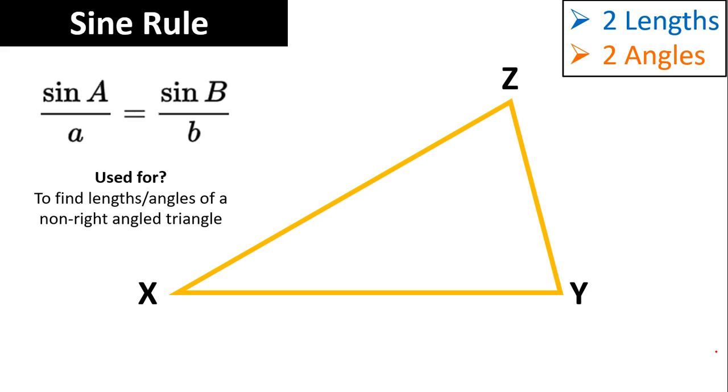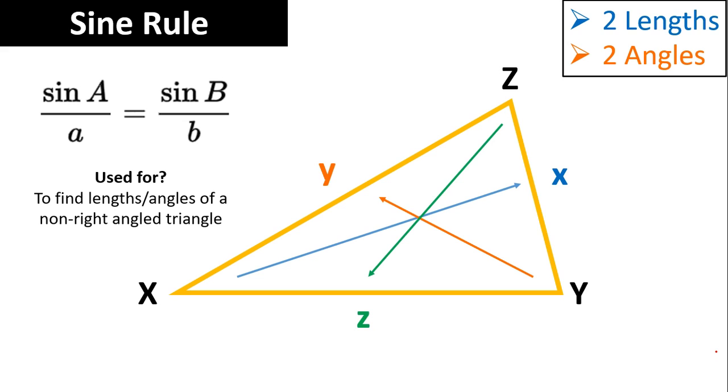Any angle that you pick up, for example, if I'm taking my capital X as my capital A, then the length that is right opposite to that becomes my small x. So it would be sine capital X over small x. Similarly, for the capital Y, the length right opposite to that is my small y, and for my angle Z, the length right opposite to the angle Z becomes my small z. Now, this is all about the sine rule.